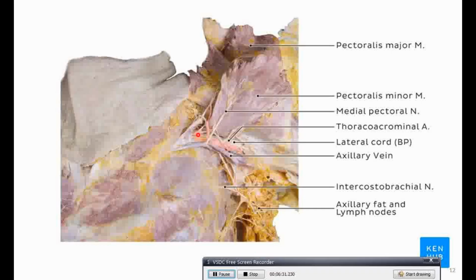Pass a finger deep to pectoralis minor through the lower part of axilla. Pectoralis major, pectoralis minor, medial pectoral nerve which is piercing pectoralis minor, thoracoacromial artery, branch of axillary artery, axillary vein, intercostobrachial nerve, axillary fat and lymph nodes.